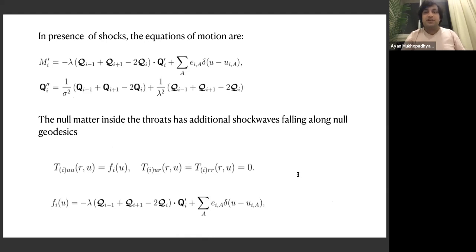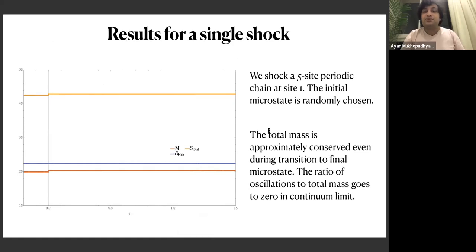Now what I mean by shocks here is that you have these extra inputs, like delta function injections of energy into the masses. Essentially it means that inside each of the throats, there will also be additional matter carrying some energy that follows ingoing null geodesics and falls inside each of these throats. Okay, so this is what happens if you do a single shock.